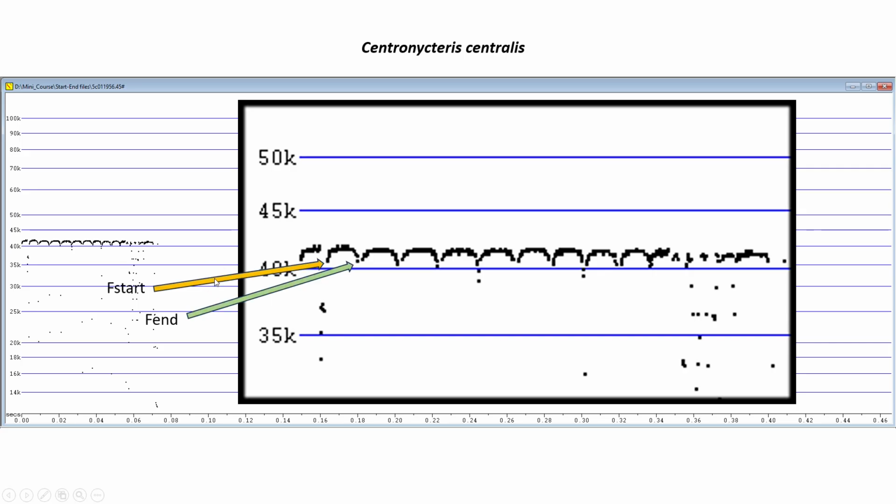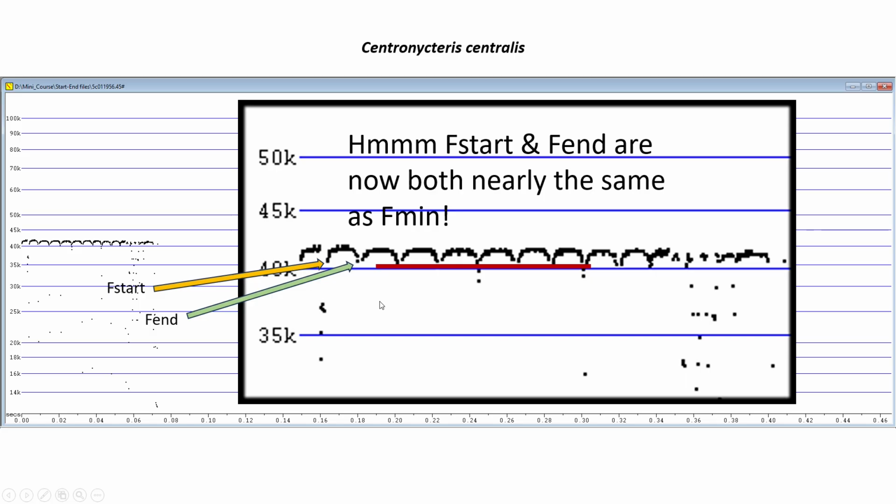F start, F end. Interesting. So F start and F end are almost identical, very close to F min. So, how useful is start and end frequency when they're both exactly the same or very close to it? Not telling you very much on what's useful for identifying that species.